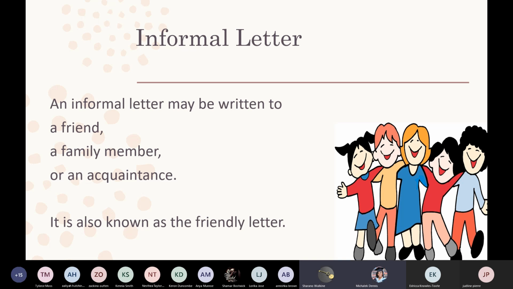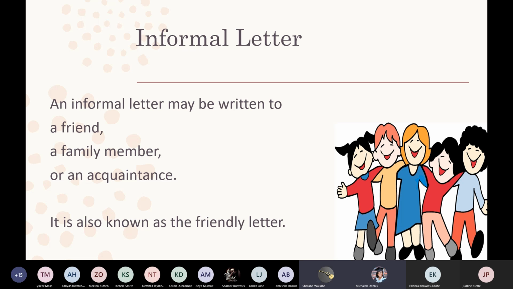Okay, so we write a friendly letter to a friend, a family member, or an acquaintance. So you guys were all correct. Yes, you can write these down, or you can screenshot it, whichever is better for you. It is also known as a friendly letter, and yes, you guys are correct as well. Anytime you're writing a letter to a friend, a family member, or acquaintance, you're writing a friendly letter or an informal letter. Okay?